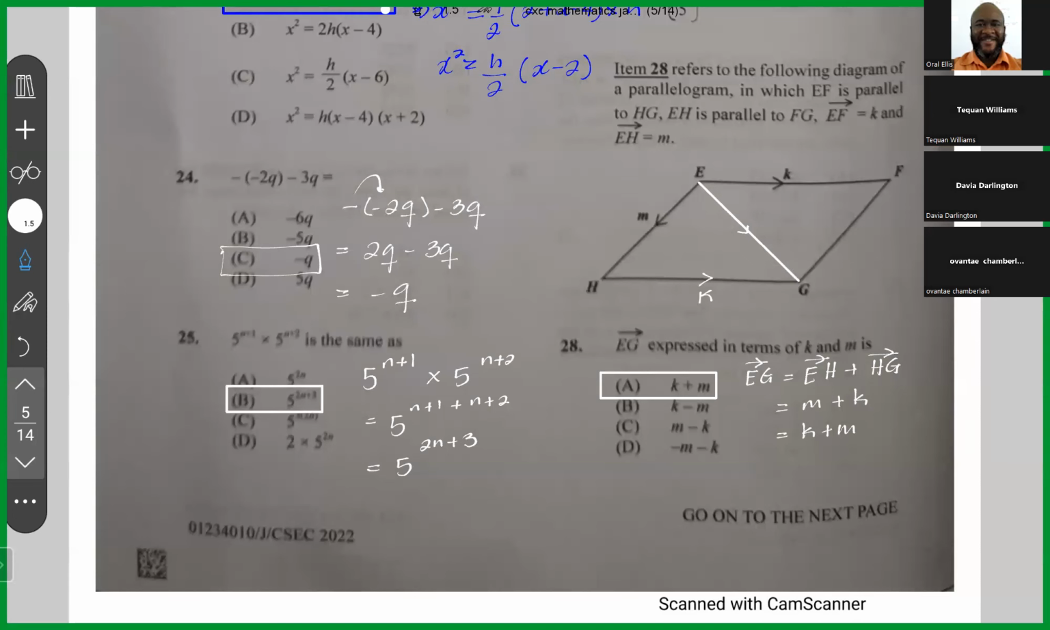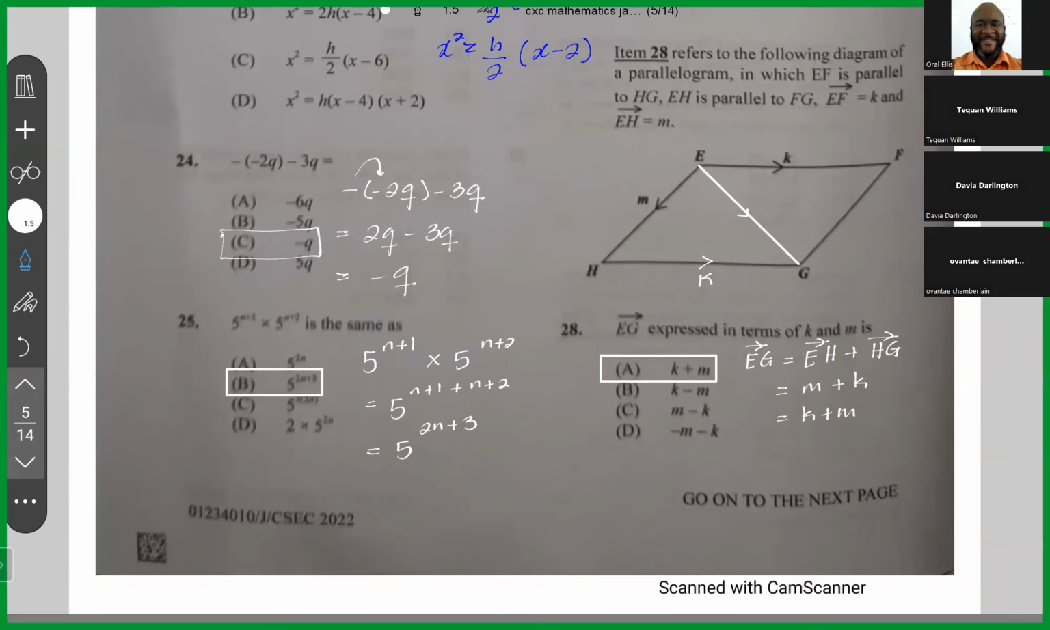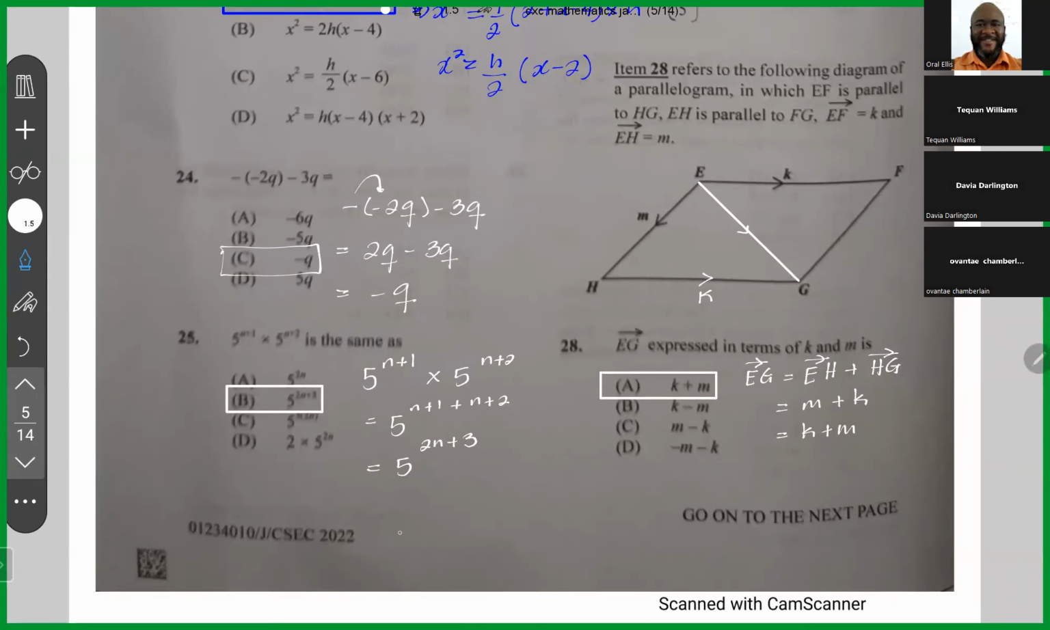All right, question number 25 is a question on indices. It says 5 to the n plus 1. The question isn't clear on the paper, but it says 5 to the n plus 1 multiplied by 5 to the n plus 2. Now, the law of indices that is used here is the product law. A to the m times a to the n is equal to a to the m plus n. This is the product law of indices.